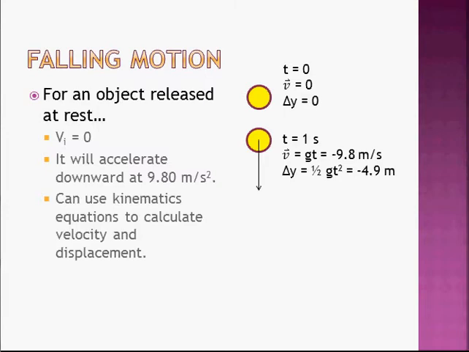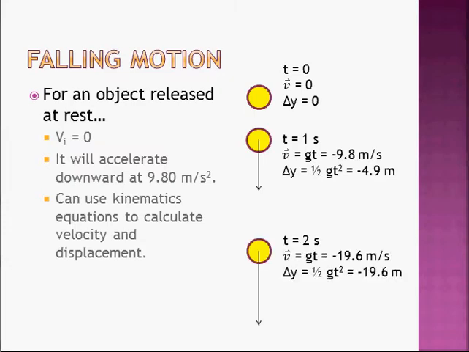I can extend it for another second, and now after 2 seconds, my velocity is 19.6 meters per second downward. So again, because our acceleration is 9.8 meters per second squared down, every second its speed will increase 9.8 meters per second, but in the downward direction. So that's why we have that pattern set up. And again, I can find my displacement by using 1/2 gt squared. If I do that, I find that after 2 seconds, it actually fell 19.6 meters from where it began, back at time equals 0. So it's still accelerating.